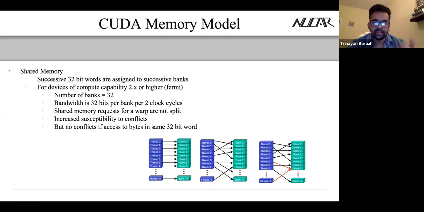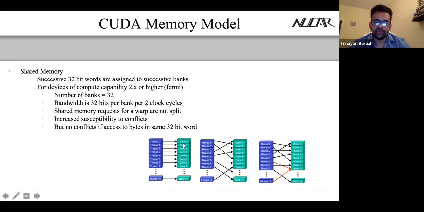And then successive 32-bit words are assigned to successive banks. So for example, bank 0 has the first 32-bit number, bank 1 will have the second 32-bit number, etc. There are 32 total banks in the shared memory of the Kepler architecture. Remember, some of these features might be architecture specific. So if you are programming tomorrow for a different GPU, you want to take a look at whether these things have changed or not. The bandwidth is 32 bits per bank per 2 clock cycles.